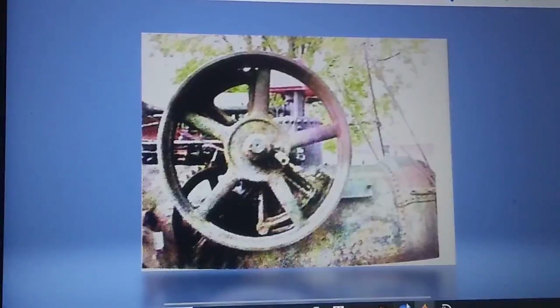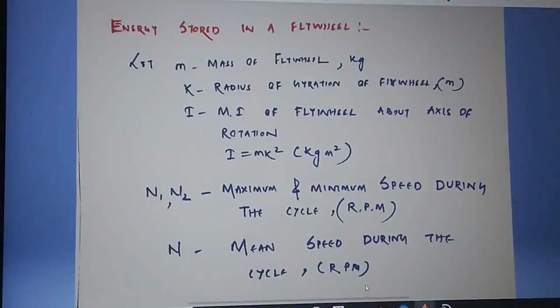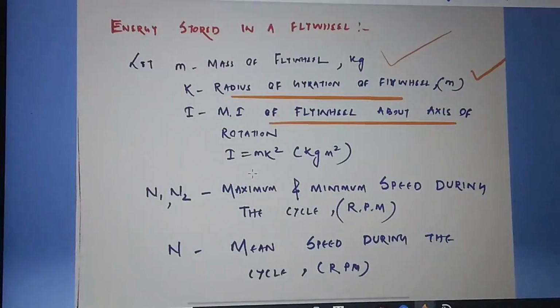We will study and derive an expression for the energy stored in a flywheel. Let small m be the mass of the flywheel in kg, and capital K the radius of gyration of the flywheel in meters. I is the moment of inertia of the flywheel about the axis of rotation, that is I is equal to mk square, in kg meter square.